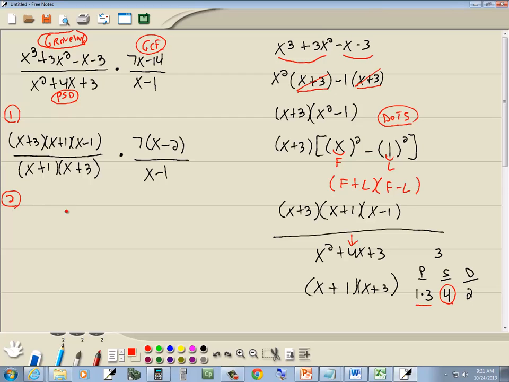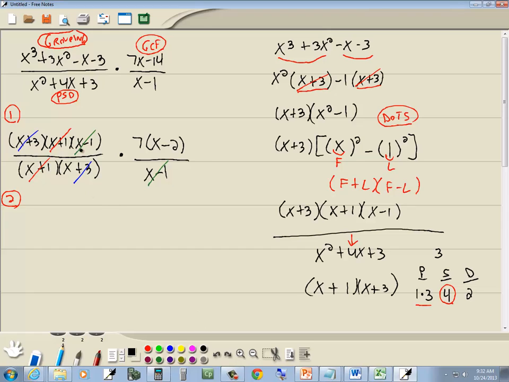Step 2, cancel. The only guideline on canceling is one's on top, one's on the bottom, and they're the same. So here's an x plus 1, and here's an x plus 1. One's on top, one's on the bottom, they're the same. Here's an x plus 3, here's an x plus 3. Here's an x minus 1, here's an x minus 1. Same thing.